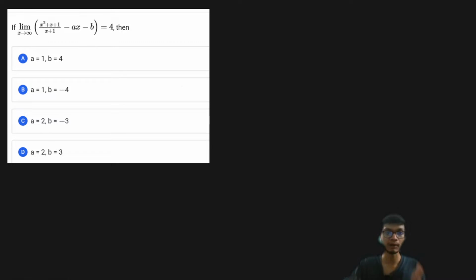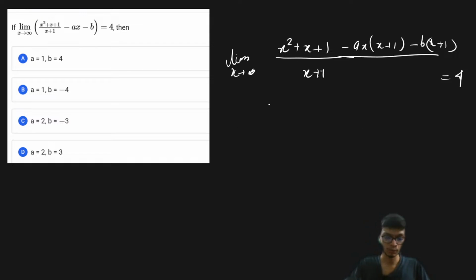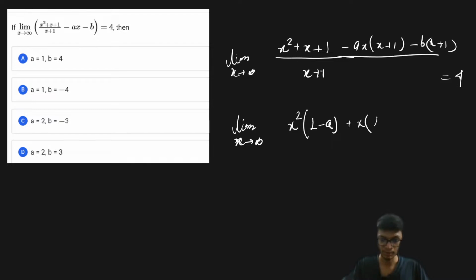First of all, let us try to evaluate this expression, that is limit x tending towards infinity of x squared plus x plus 1 divided by x plus 1, minus ax minus b, and that is basically mentioned as 4, right? So what we are going to do over here, I'm going to take the limit x tending towards infinity, and then I'm going to club the terms of x square, that is going to be 1 minus a, plus x times of 1 minus a minus b plus 1 minus b, and then whole divided by x plus 1.